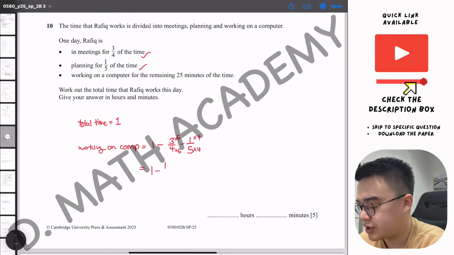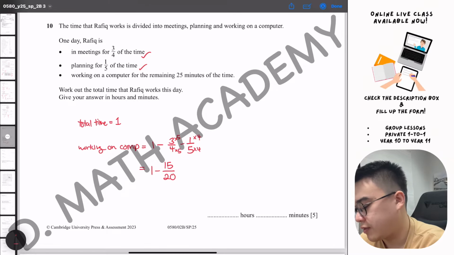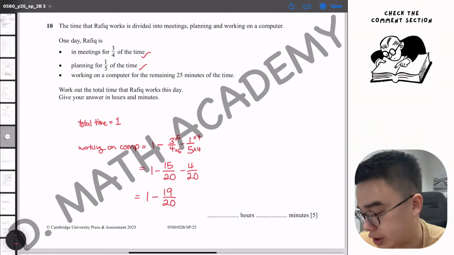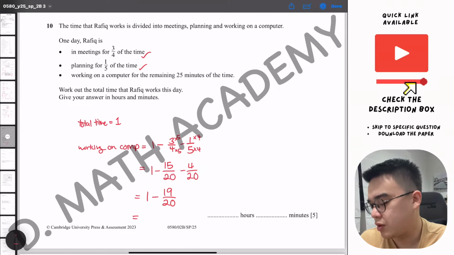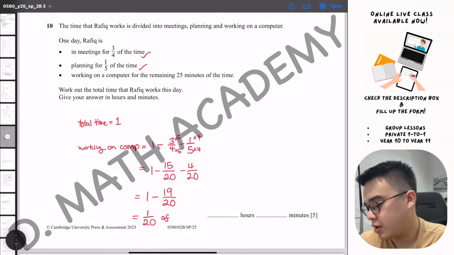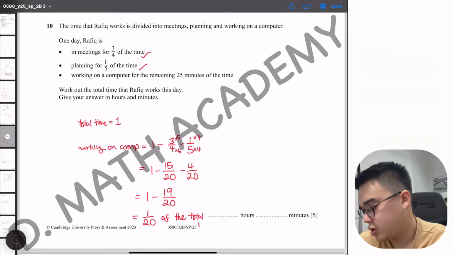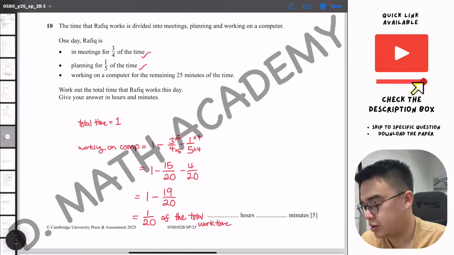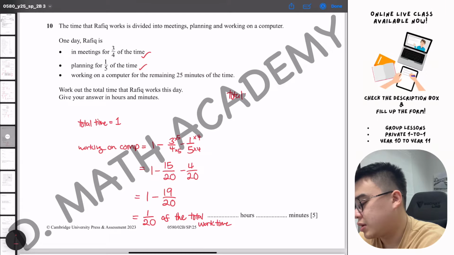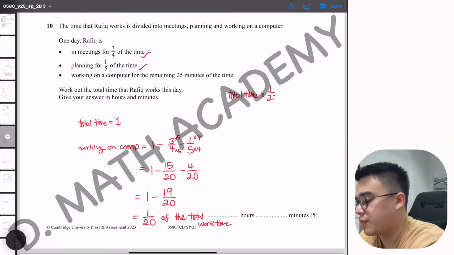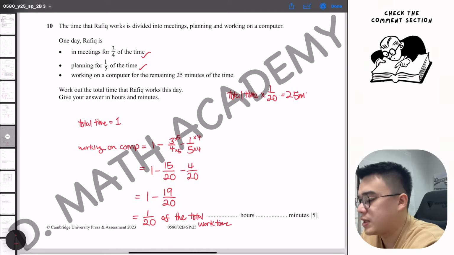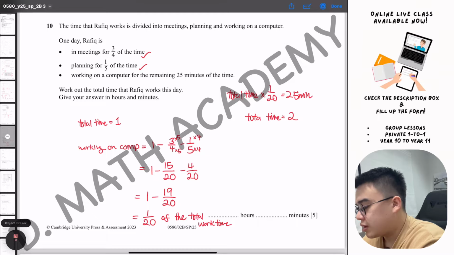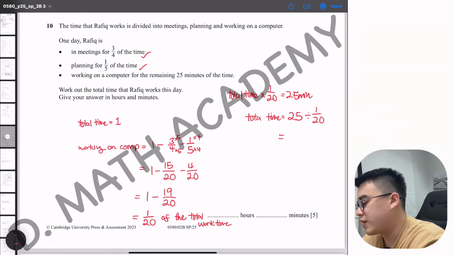So I'm going to make them into the same denominator. We have 20 and I have 4. This is a reminder that once you combine them up, it's a 19/20 kind of situation. So 20 minus 19, you will get 1/20. This shows us that 1/20 of the total time, they are working on the computer. So total time times 1/20 gives 25 minutes. When I readjust and make total time the subject, you have 25 divided by 1/20, making it 25 times 20.